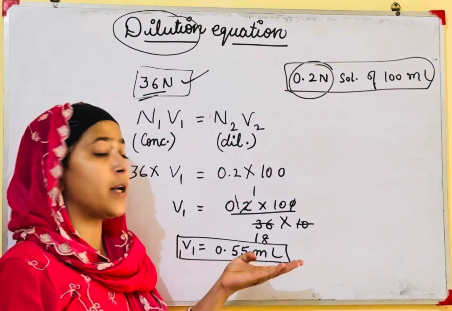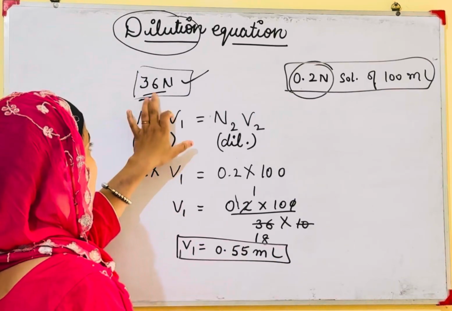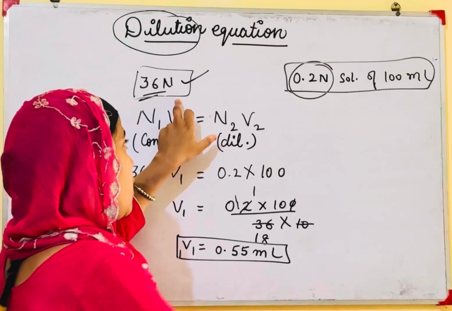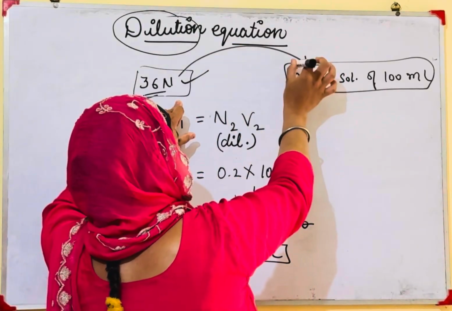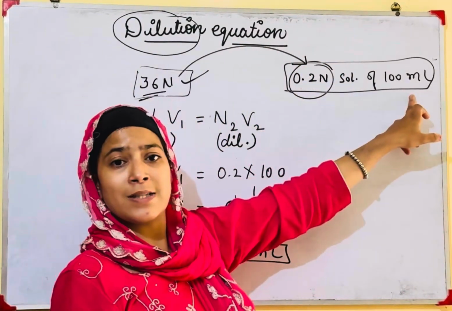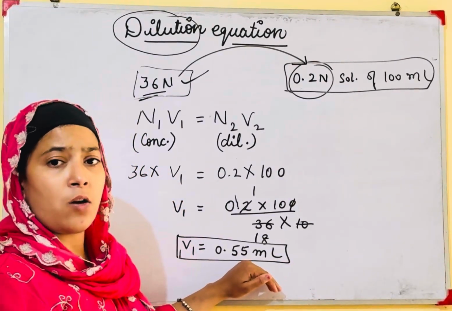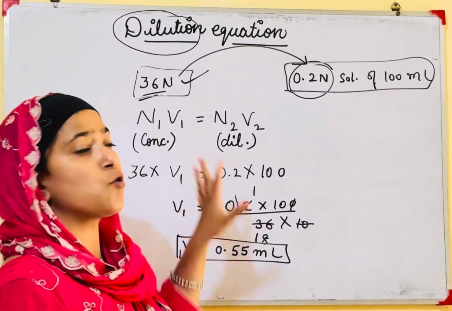So this is the dilution. Here we have the concentration 36 normal. To make this concentration and the amount of solution, we have to take only this much amount of solution. So this is called the dilution equation.